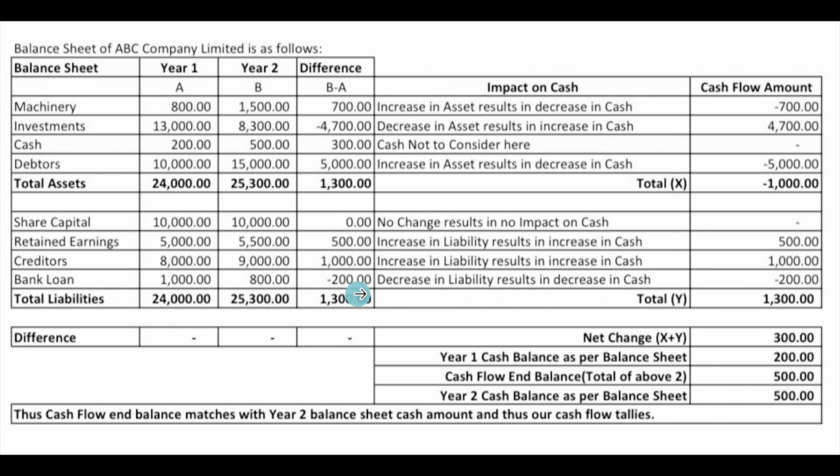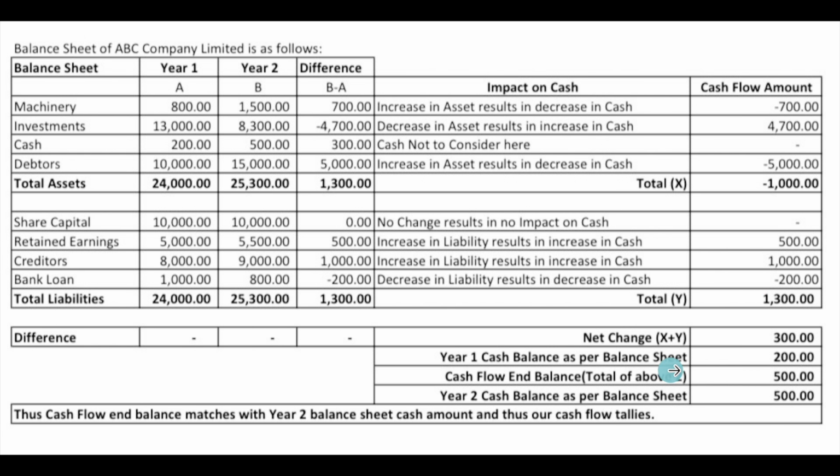Bank loan 1000 in year 1, 800 in year 2. So minus 200 is the difference. So decrease in liability results in decrease in cash to tally the balance sheet, and hence it is minus 200. The total of all these amounts is 1300. So net change, that is X plus Y, that is minus 1000 plus 1300 is 300.